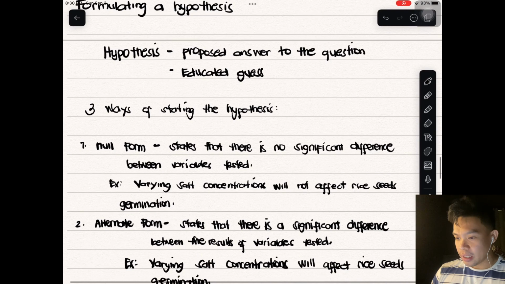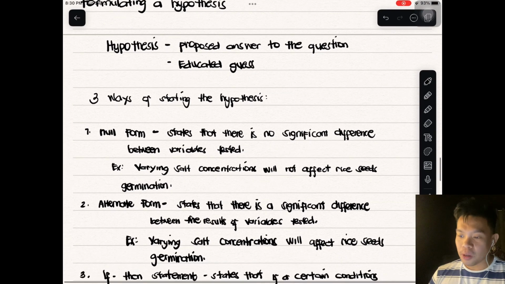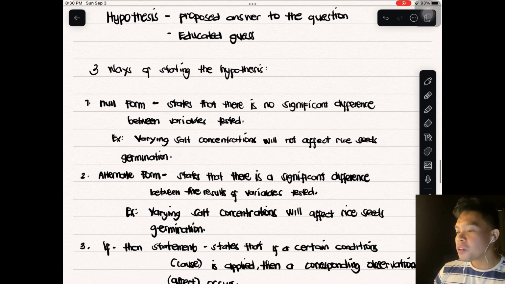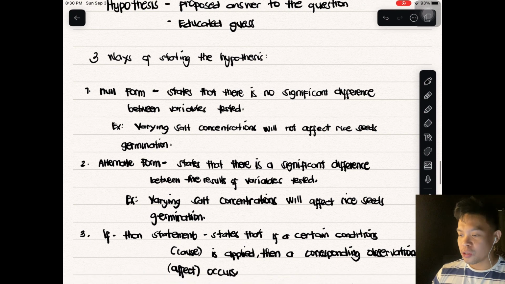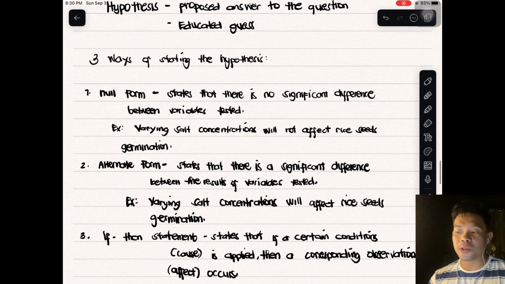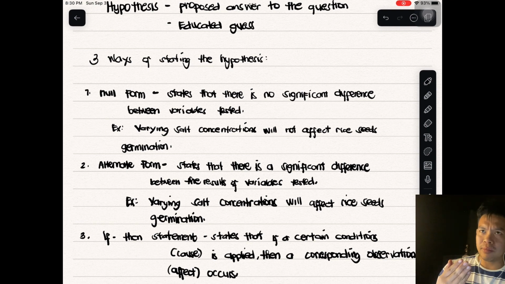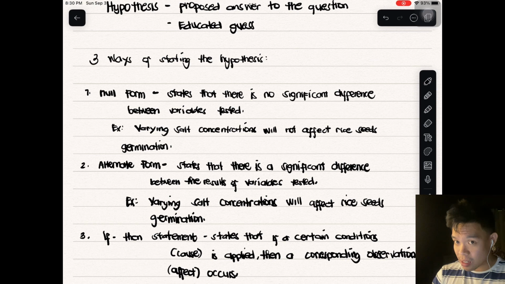Next part is formulating a hypothesis. A hypothesis is a proposed answer to a question. It is sometimes called an educated guess. It is a temporary answer to a question, a guess to a problem you pose during the observation. There are 3 ways in stating the hypothesis. The first one is the null form.